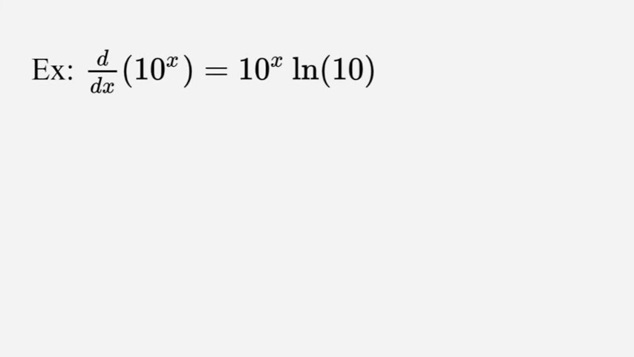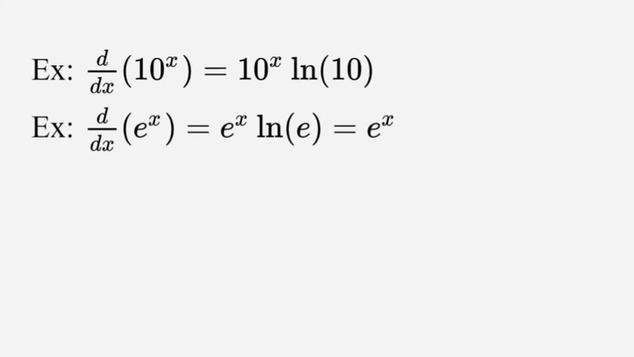Now let's use this rule in a few different examples. The first example is the derivative of 10 to the x. This is a very direct application of that rule, and the derivative of 10 to the x is 10 to the x times natural log of 10. It's exactly what was on the previous slide, but instead of a, it's 10.